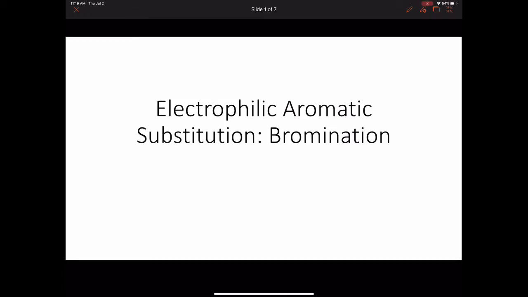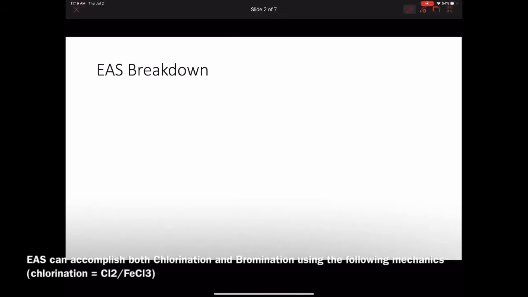Hi everyone, this lab is going to be about electrophilic aromatic substitution using a bromine source. Let's start with the bare bones of what an EAS reaction is. Typically you would use a benzene derivative, so in this case we're just going to use regular old benzene. You'd react it with some halogen and a Lewis acid and form a halogenated carbocation intermediate, and then you would reform that pi bond to reestablish the conjugation of the ring.